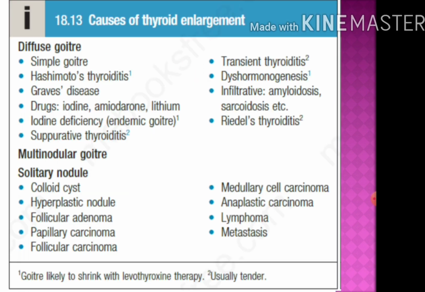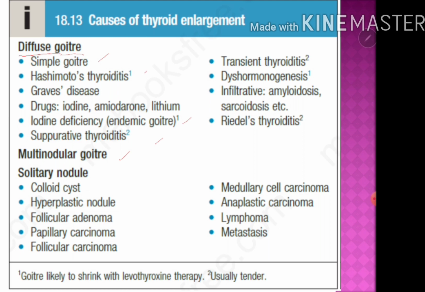Thyroid swelling or thyroid enlargement can be subdivided into three main categories. The first category is characterized by diffuse goiter. Diffuse goiter, as we mentioned in the previous lectures, is either simple goiter, Hashimoto's thyroiditis, or Graves' disease, or drug-induced like in amiodarone, or iodine deficiency like in endemic goiter, or other types of thyroiditis mentioned previously. Or it is a multinodular goiter, or a solitary nodule, which is the main constituent of our lecture today.